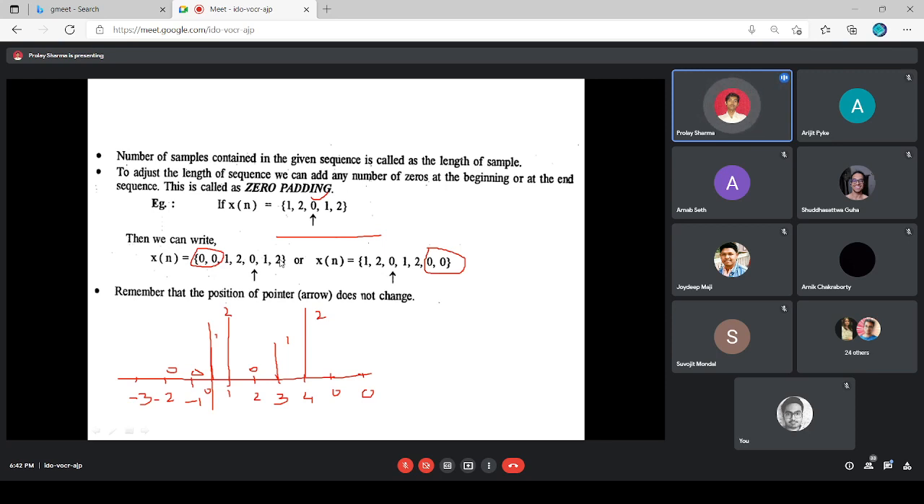Zero padding means zero is nothing. So if zeros are padded with the signal, only the dimension changes, but the signal doesn't change. This is the signal itself. And if zeros are padded on the right hand side of the signal, then the signal will look like this: 1, 2, 0, 1, 2, 0, 0. Here also we have increased the signal length to 7.